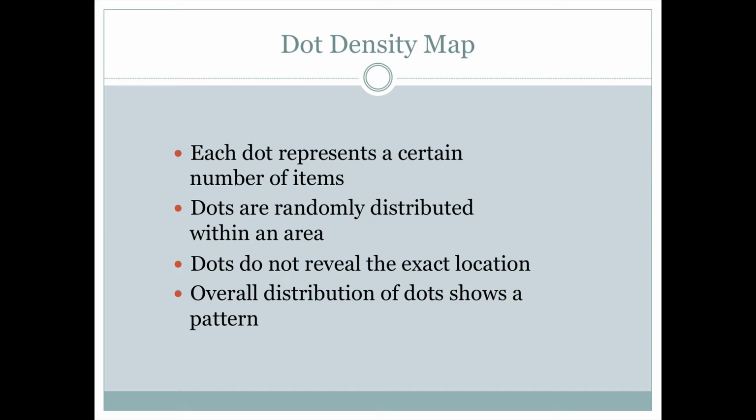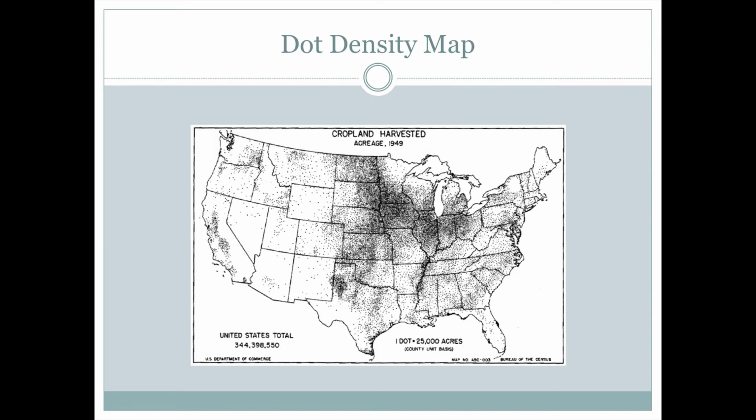Here's a dot density map, which is clearly indicating that most of the good cropland in the United States is in the Midwest. So we can see that, of course, there are crops in the Great Valley of California, in the Willamette Valley, and other places, but most of the crops that are grown in the United States are in the country's breadbasket here in the middle. And in this case, each dot represents 25,000 acres of cropland that is harvested.